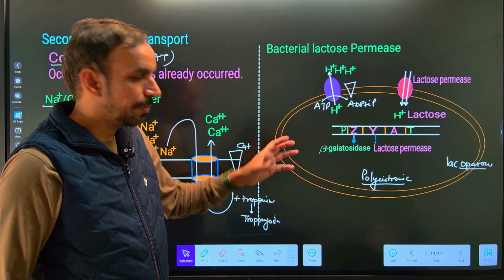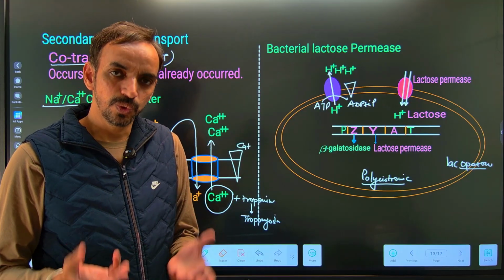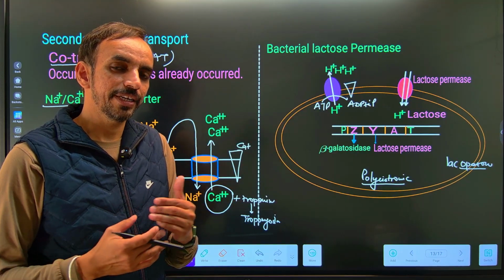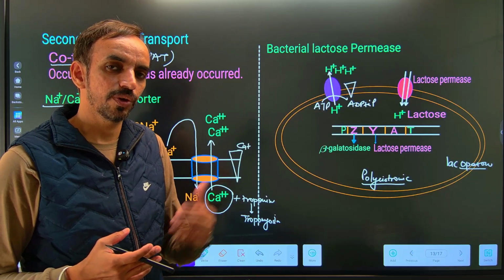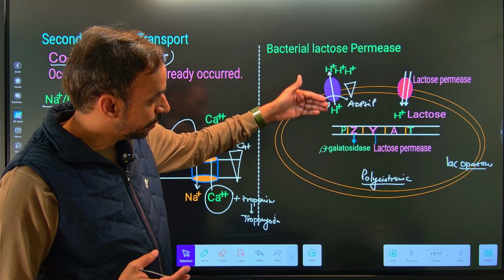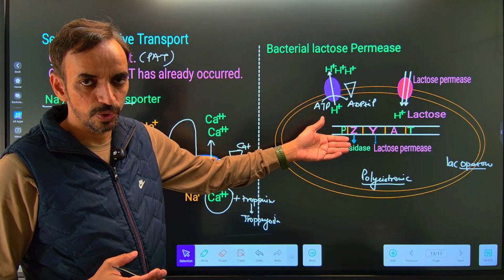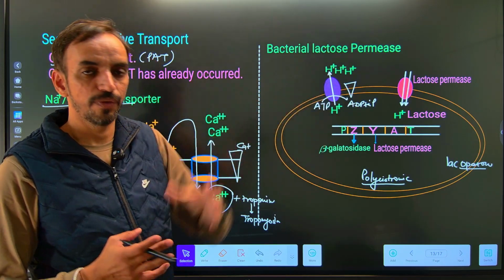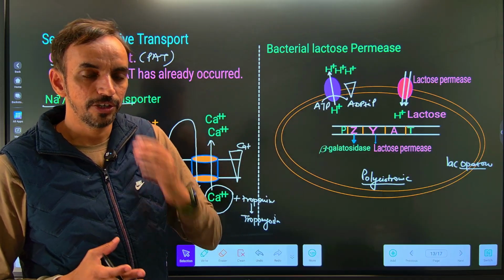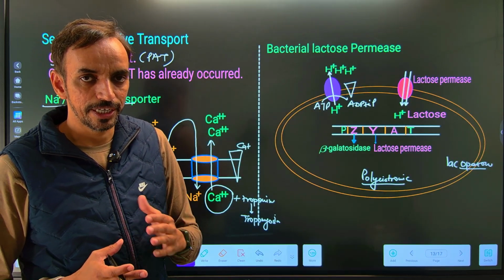Now ये लैक ऑपेरॉन तभी एक्टिवेटेड होता है जब ग्लूकोज नहीं होता है. Now the bacteria can form the glucose from this lactose. So उस कंडीशन में ही ये ऑपेरॉन स्विच्ड ऑन होता है और there is a transportation of lactose from outside the cell to the inside, towards the inner side of the cell.